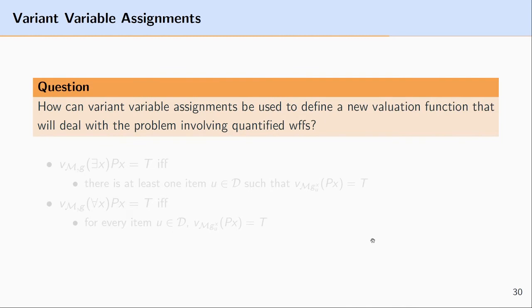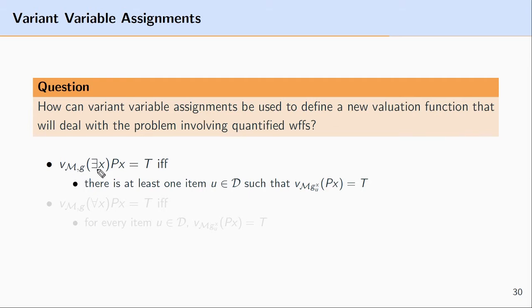So that was a lot of terminology. What I want to ask now is how can we use variant variable assignments to develop a new valuation function, or modify our valuation function, so that we can assign truth values to quantified well-formed formulas. So the plan is to present how we would define it for simple quantified formulas, look at the valuation rule in general, and then we'll come back and look at some examples.